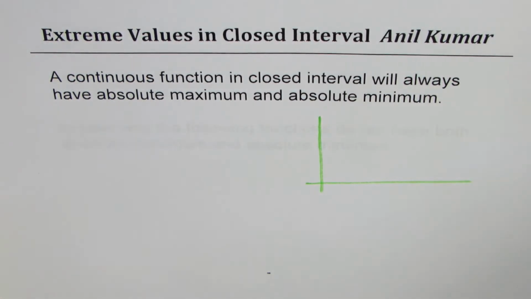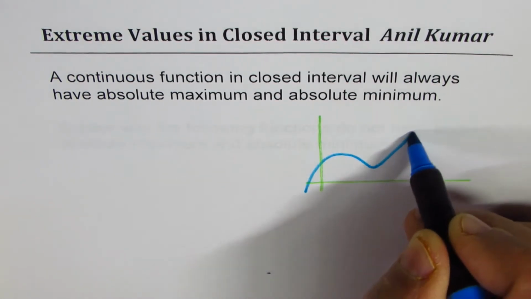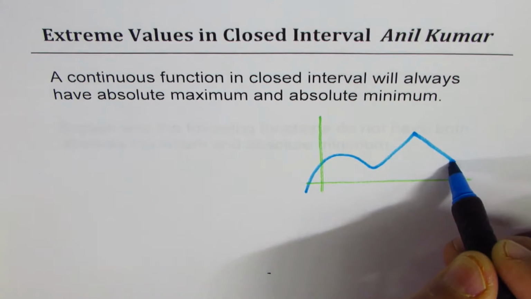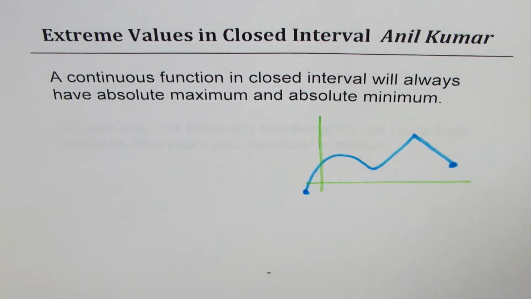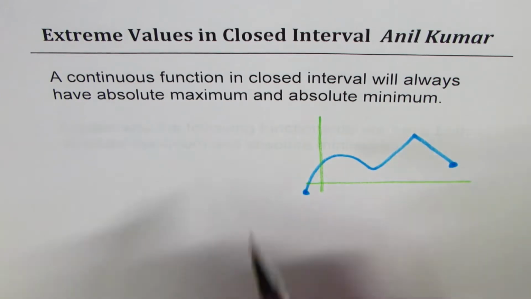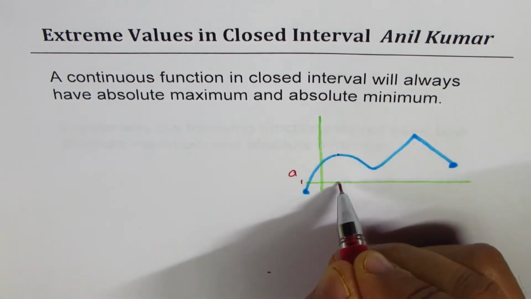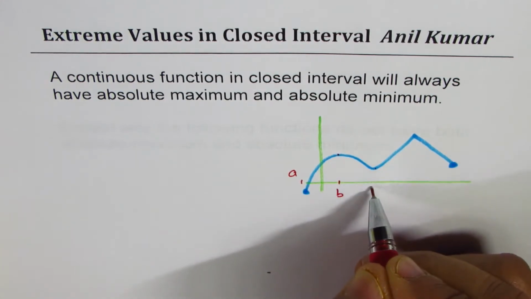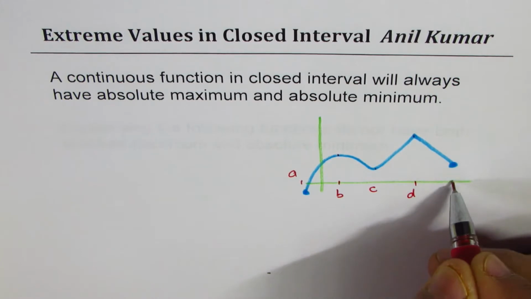Okay, let's have a function here. So I'm just sketching a function kind of like this. Okay, we make, let's say, a closed interval. So let's say this function begins from some value, ends, and let's say this point is A. These are the turning points. Let me name them as A, B, C, D, and E.